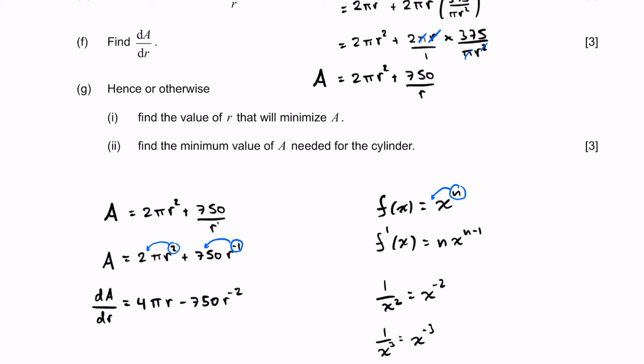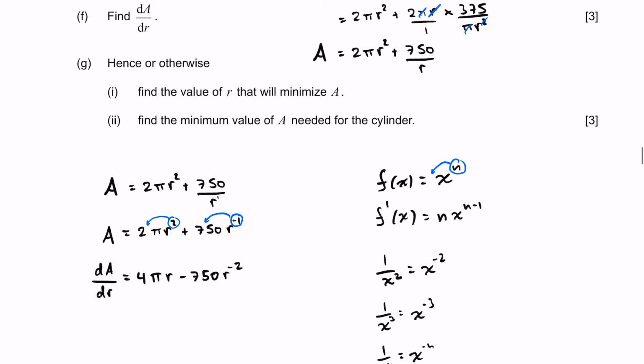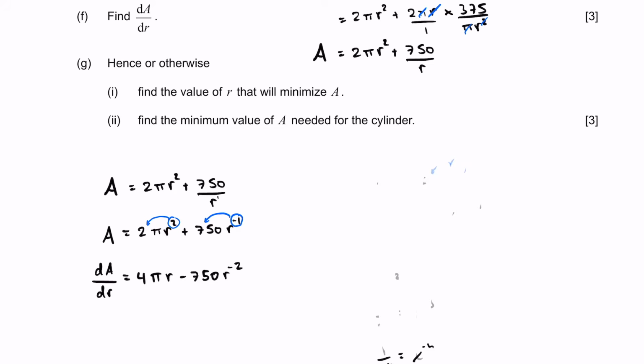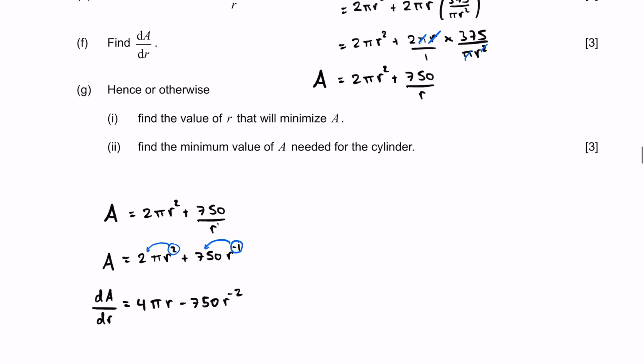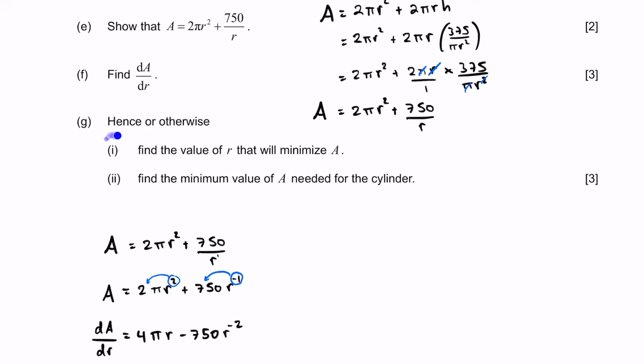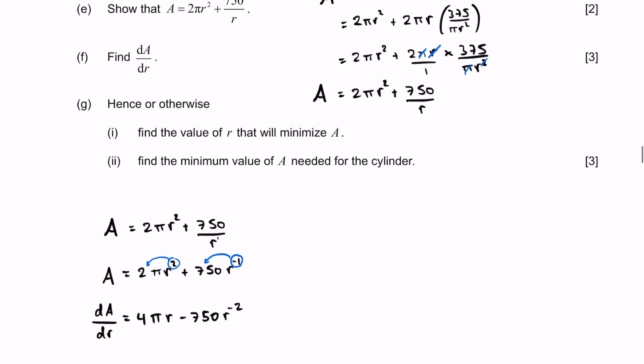Part G, hence or otherwise, find the value of r that will minimize A. Okay, so not a bad question. Let me just erase this right here, provide some room. So hence or otherwise is nice because it gives us some flexibility. Hence usually means you are required to use what has come before. In this case, you would be required to use the derivative to find the value that minimizes A. In this case, we have a little bit of freedom. So there's two different ways.